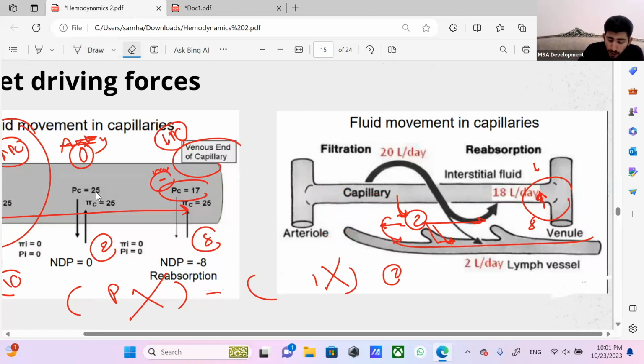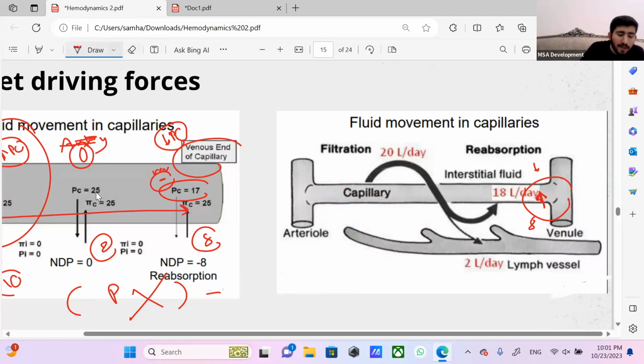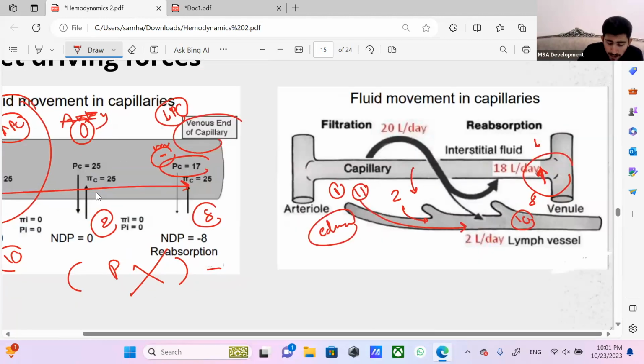Now we have some volume that got out, and the lymph will take it. The issue is the lymph has some maximum capacity. So if we filter 2, the lymph will take them easily. But let's say the capacity of the lymph is 10 and we filtered 11. The 10 will move, but one will stay and it will cause edema. So edema is caused by increasing the blood that is filtered into the interstitium.